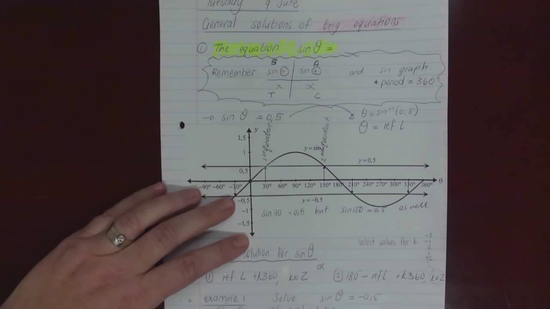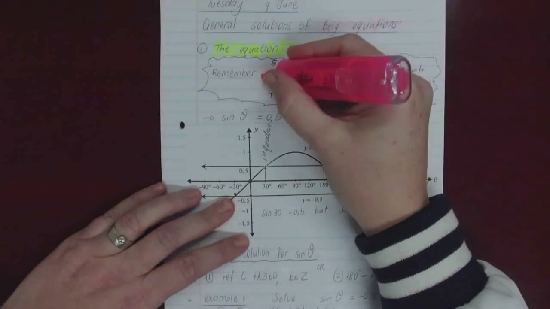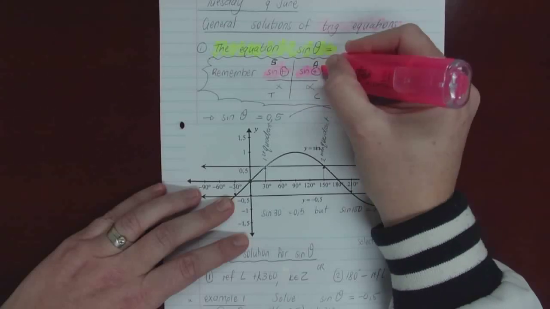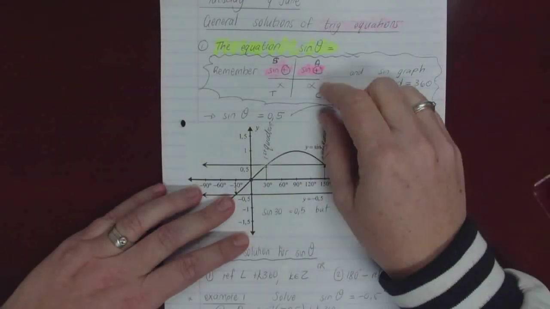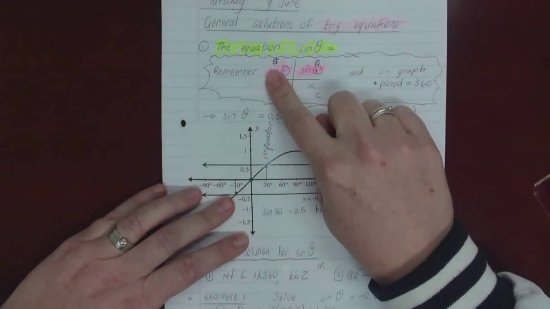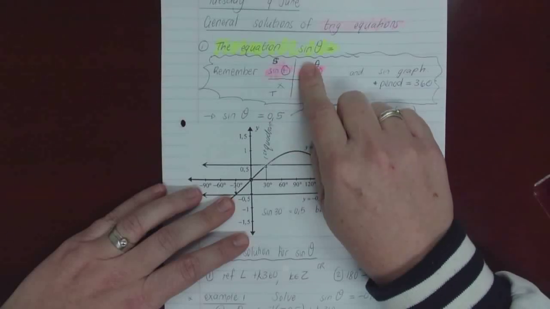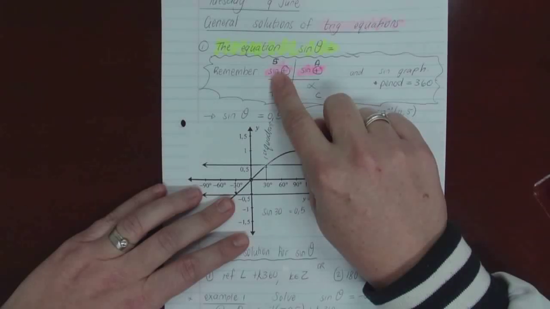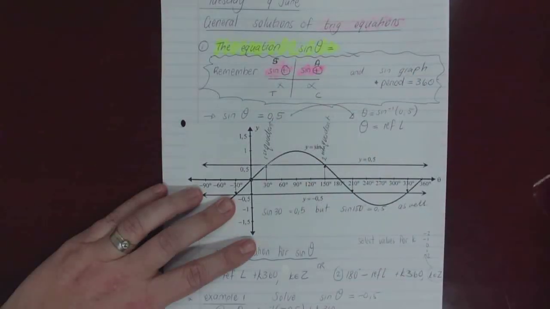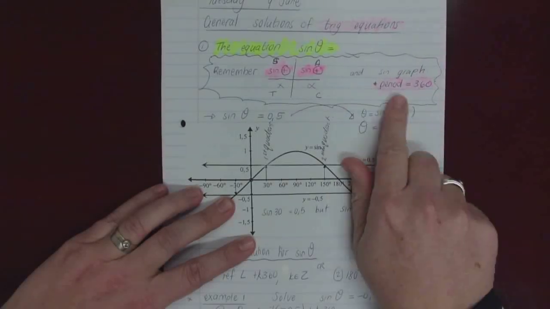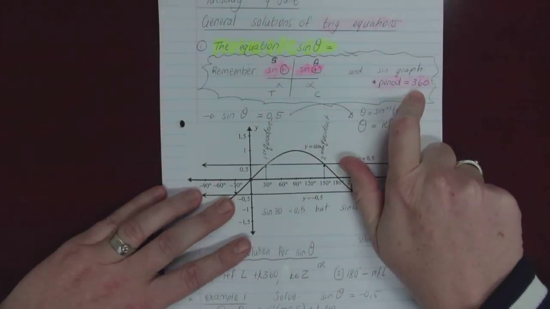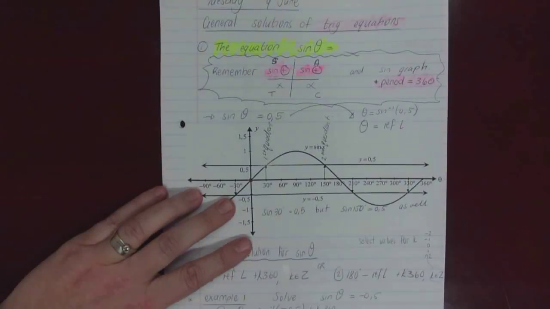Now, what do I need to remember? I need to remember two things. Well, either or, but you need to remember that. Using my CAST diagram, I know that sine is positive in my first quadrant and in my second quadrant. What is my first quadrant? It's a normal acute angle. What is my second quadrant? It is 180 minus theta. Okay. What do I remember about the sine graph? That the period, time to take or do a complete sine graph is 360 degrees.